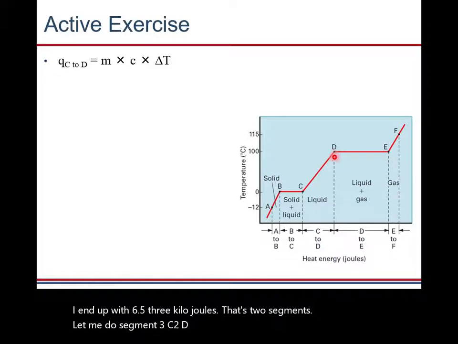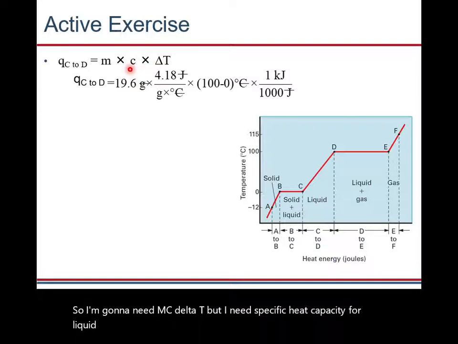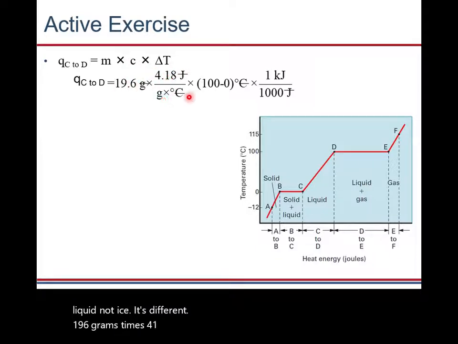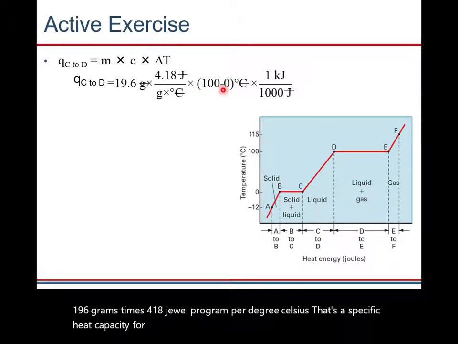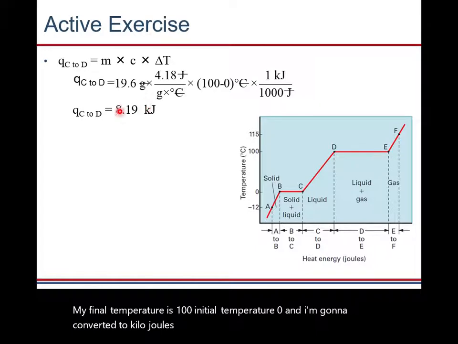From C to D, I have a slope line, and my temperature is changing, so I'm going to need mc delta T, but I need the specific heat capacity for liquid, not ice. It's different. So 19.6 grams times 4.18 joules per gram per degree Celsius. That's the specific heat capacity for liquid. My final temperature is 100, initial temperature is 0, and I'm going to convert it to kilojoules. So I end up with 8.19 kilojoules.